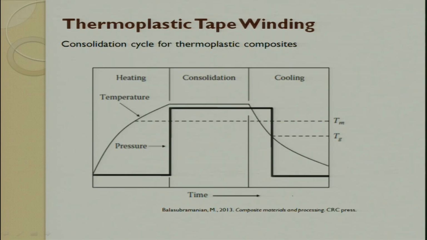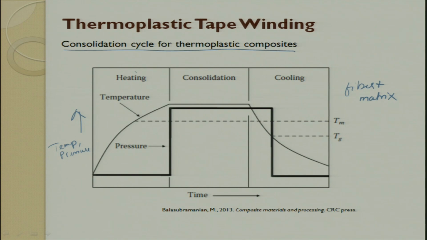So, this is the cycle which is used for consolidation. It is otherwise called the consolidation cycle for thermoplastic composite. Here the temperature, time and pressure might vary depending upon the fiber and depending upon the matrix. So, the magnitude might change. The magnitude of temperature and pressure changes depending upon the combinations.